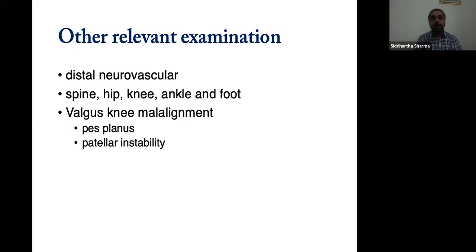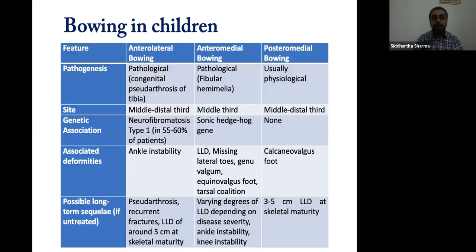For example, a valgus knee malalignment can be associated with pes planus and also with patellar instability. In fact, many patients with patellar instability will also have a severe degree of valgus, and you have to tell this when you present the case of patellar instability.